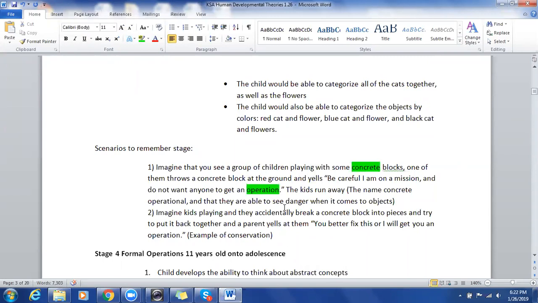Second little example is imagine kids playing and they accidentally break a block into pieces and try to put them together. And a parent yells at them, "You better fix this or you will get an operation." So the word operation, again, to represent concrete operational and concrete again. So this is an example of conservation as well, meaning when the block broke, they tried putting it back together. So they were trying to conserve the different categories of the block together. They didn't just say, oh, wow, those are different block shards. They're like, nope, they go together.